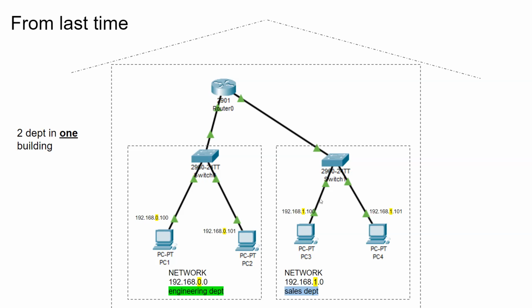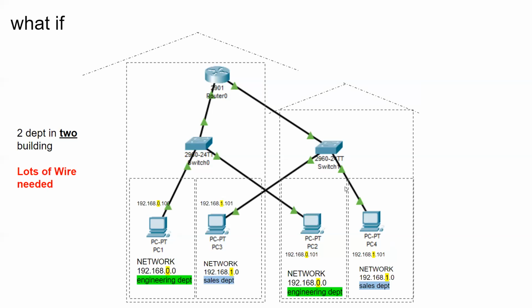But what if a business has multiple buildings, and inside these buildings are also split into networks? As we know, each switch is basically its own local network. So if we want the sales department in this building right here to be in the one network, but the network one switch is in the other building, we're going to have to connect a wire from this switch all the way to the other building. And the same thing with the engineering department in the other building. So this is obviously not a very efficient method, and it's going to cost a lot of resources.